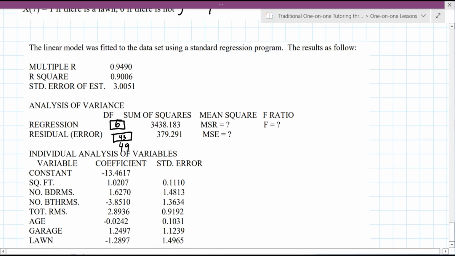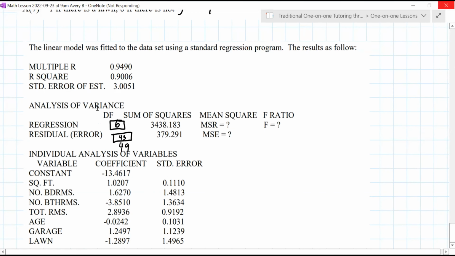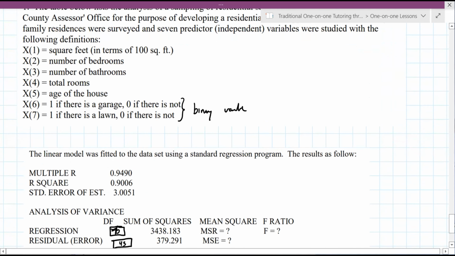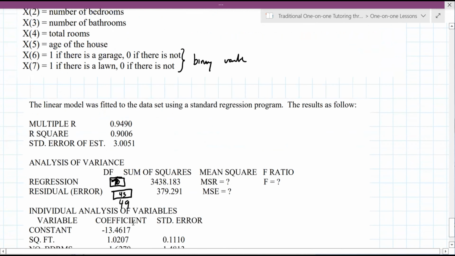You have to do degrees of freedom first, though. Okay, hold on. Why was it 6 again? Oh, sorry, it's 7. It is 7 because it's the number of variables. Sorry, so that changes the residual to 42.